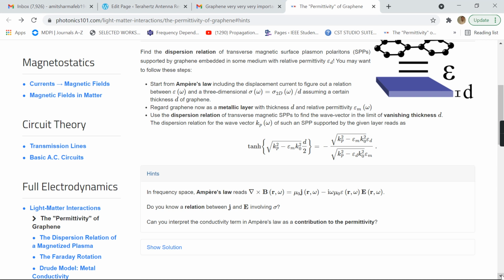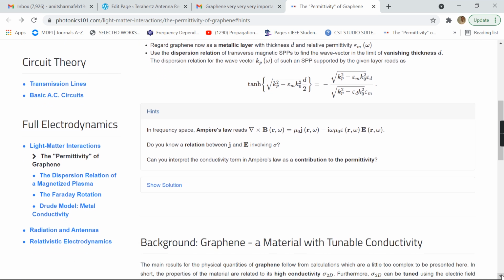They are asking for the dispersion relation of the transverse magnetic surface plasmon polaritons. Now they've given a hint also. In frequency space, Ampere's law reads del cross B equals mu naught J minus i omega mu naught epsilon r omega E omega.